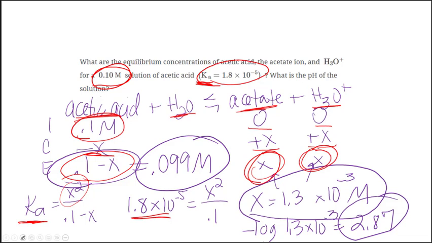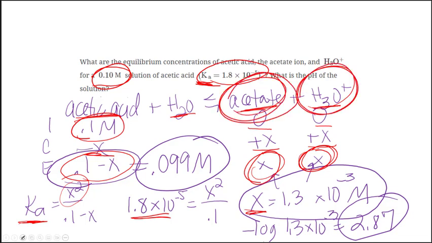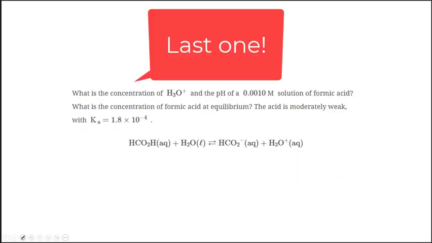I multiplied diagonally, and then I took the square root to get x was equal to 1.3 times 10 to the negative 3. Well, x is the concentration of H3O plus and the acetate ion. And then to get my acetic acid equilibrium, I did 0.1 minus that 1.3 times 10 to the negative 3. And I got a concentration of 0.099. We can see how little of it ionized, the difference between 0.099 and 0.1. So to get the pH, I took the negative log of my hydronium ion concentration. I got a pH of 2.87.